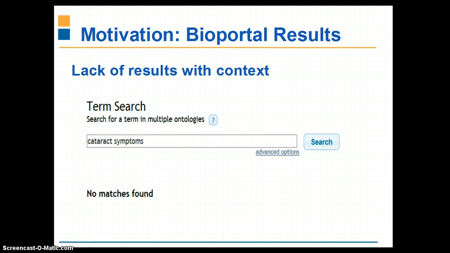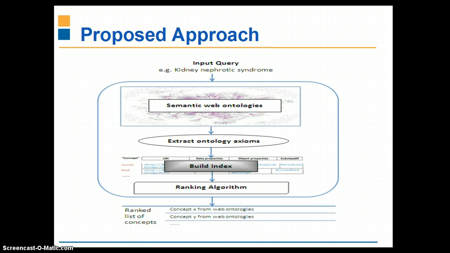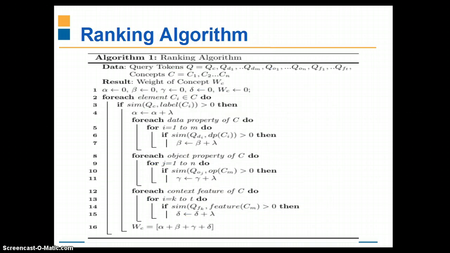So let's look into the architecture. What we have done is, we have used this set of BioPortal ontologies. Since they are of very high quality, we have indexed them using Lucene inverted file structures and use our dynamic ranking algorithm to get the concepts relevant to the query.